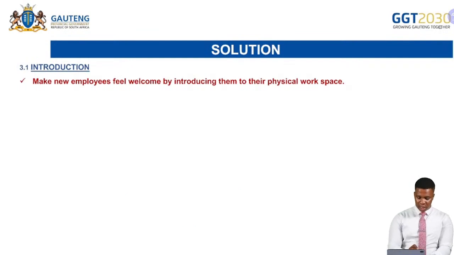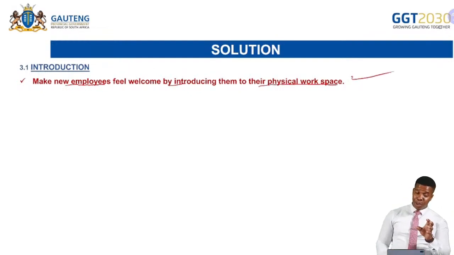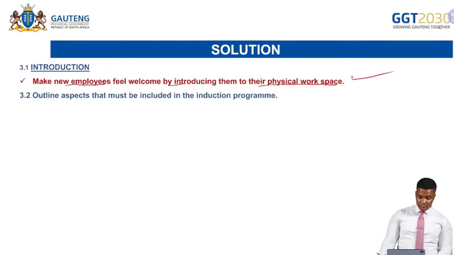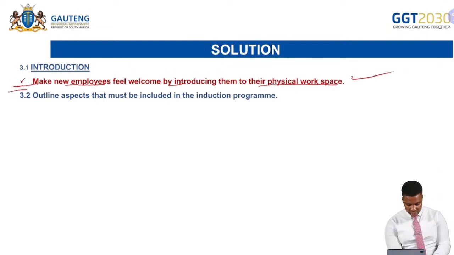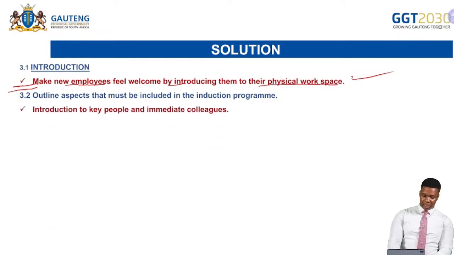Introduction. You see, check this point. It makes the new employee feel welcome by introducing them to their physical workspace. Now, this is what should be included in the induction program. 1 mark for that. And then 3.2 is another subheading. Remember, you need to skip a line in your answer sheet. Skip a line. Then outline aspects that should be included in the induction program.